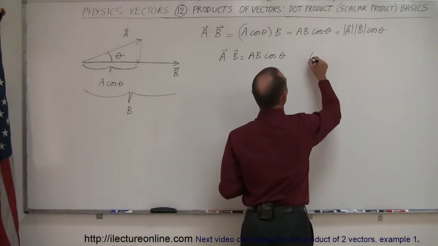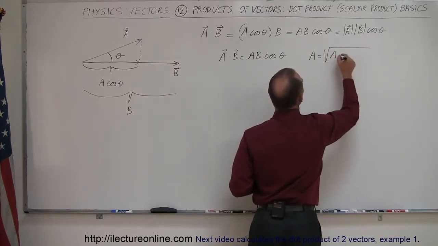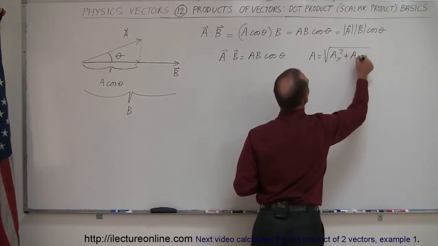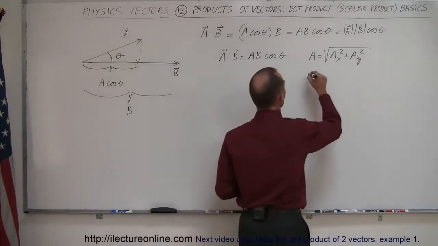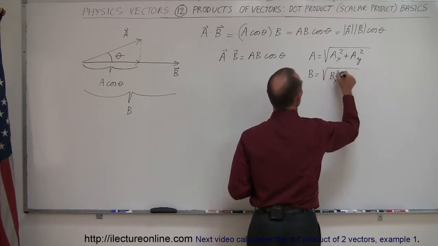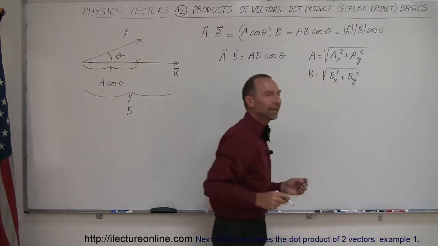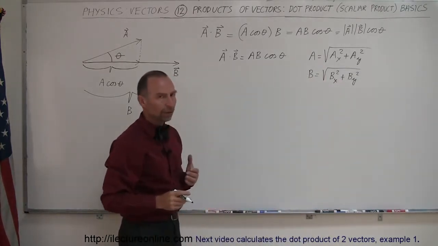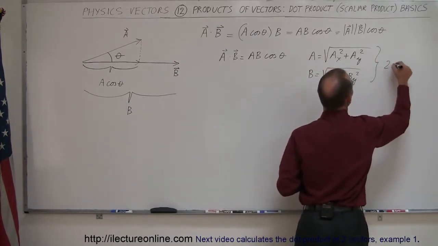Well, the magnitude of A is equal to the square root of the x component of A squared plus the y component of A squared. And of course, that's in 2 dimensions. And for the vector B, that is equal to the square root of the x component of B squared plus the y component of B squared. Of course, add them together and take the square root. This is in 2D, or 2 dimensions.